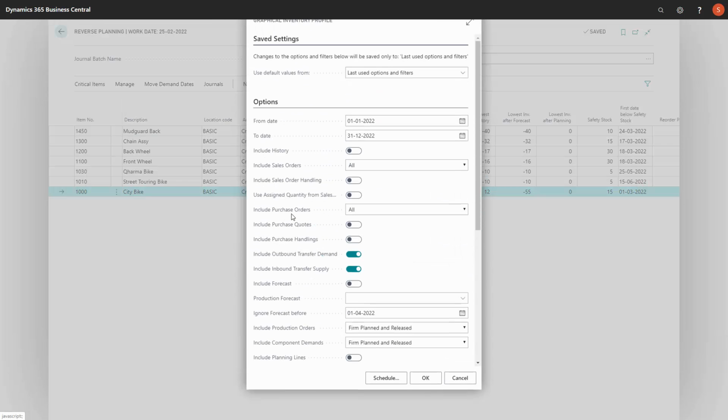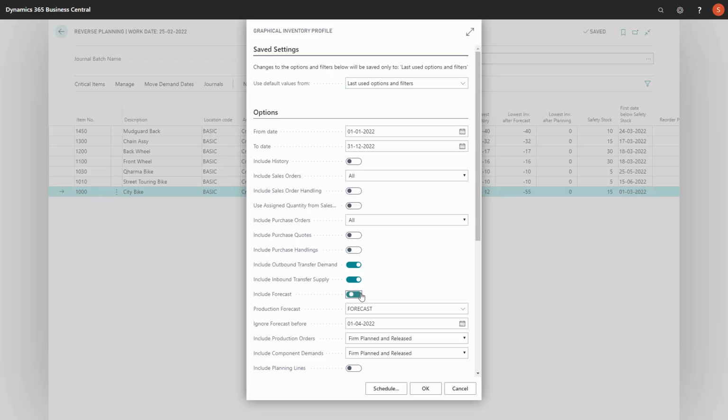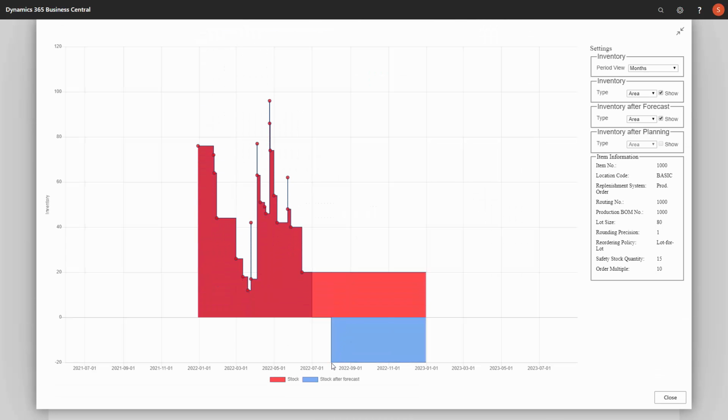This means if I'm looking at the graphical profile for this one, including forecast, I can see here that my end inventory is actually negative only due to the forecast, but my true end inventory is not. So there's a lot of flexibility in the way you use the check marks, end inventory, include forecast, and include planning lines.